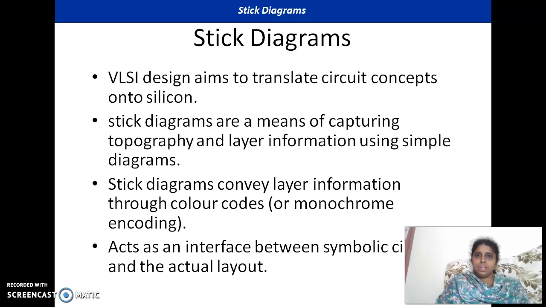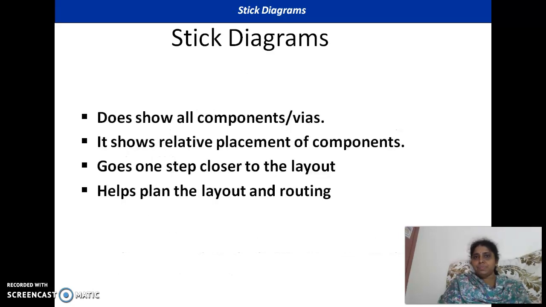Coming to stick diagrams, VLSI design aims to translate circuit concepts onto silicon. First of all, we know how to represent the schematic. Then from the schematic, we will draw the stick diagram. That is a translation into different color codes. We have a particular color for a particular layer. With those color codes, we translate the schematic into different layers like metal, polysilicon, and diffusion, with the different metals in different colors. From that, we will draw the layout.